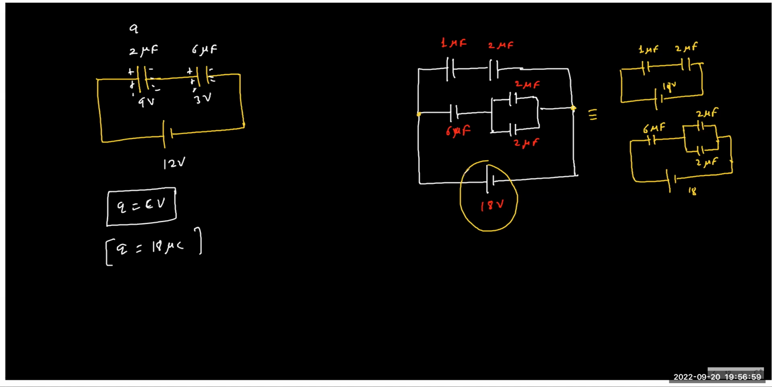So what is the charge on the 1 microfarad? Which 1 microfarad? How much is the voltage? 12 volt. If the voltage is 12, the charge will be 12 microcoulomb. If it is micro, it's microcoulomb. If it is farad, then coulomb, right?